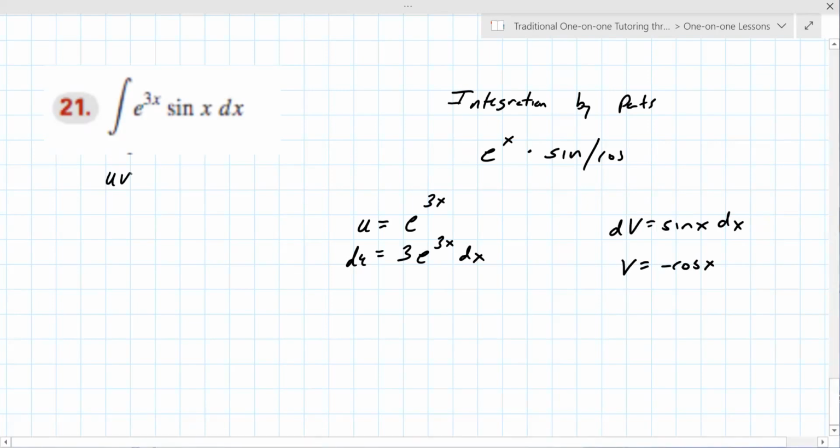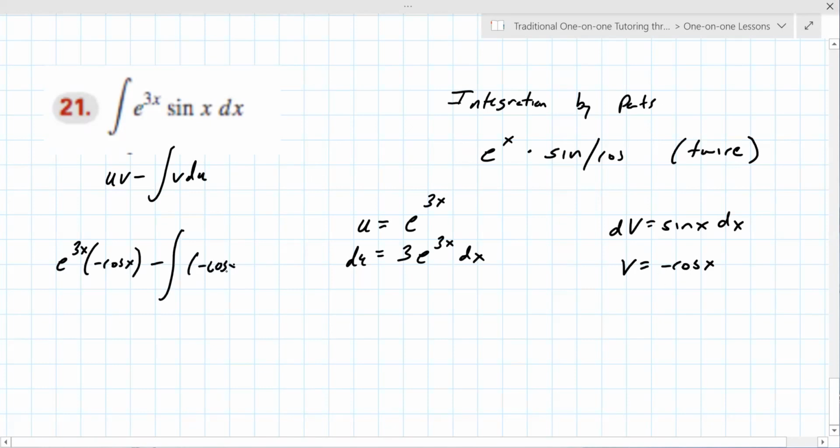All right, so integration by parts is uv minus integral v du. When you get this style of problem, you have to do it twice. So let's piece it together. It's e to the 3x times negative cosine x minus integral v du, so that's minus cosine x times 3e to the 3x dx. I'm just going to rewrite everything down this line below, because we do need the left side, the original part of the problem, sine x dx equals, this is negative e to the 3x cosine x.